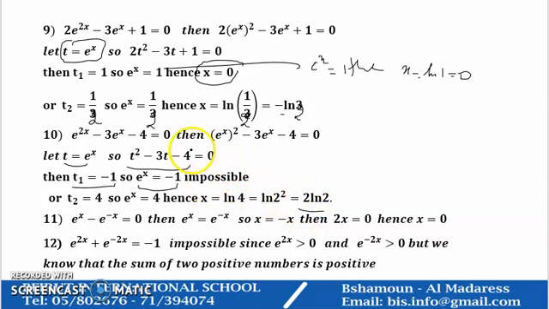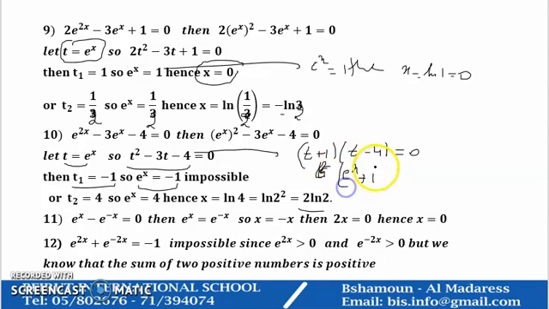By the way, if they ask us to factorize, this expression becomes (t plus 1) times (t minus 4) equals 0. Then I can write it (e^x plus 1) times (e^x minus 4).